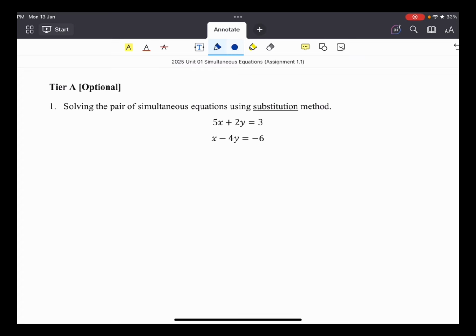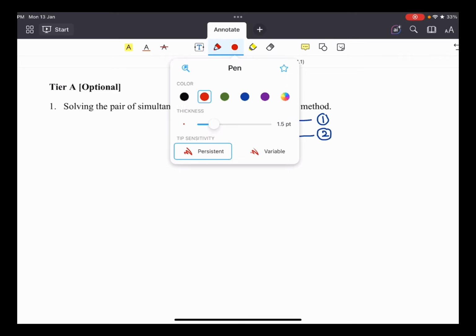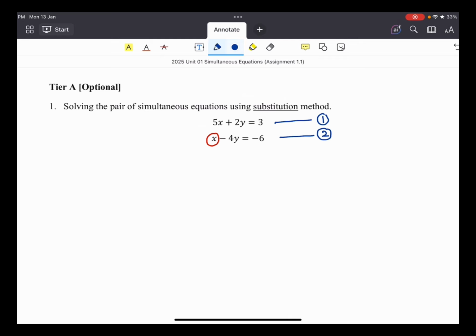We're going to begin by solving this pair of simultaneous equations using the substitution method. So the first thing I'm going to do is call this equation 1 and this equation 2. Because the question wants us to use the substitution method, if I have a term that is independent, meaning the coefficient is equal to 1, it makes our life a lot easier, right? Such as this little x over here. Since it's on its own, I'm going to start from equation 2 and make that x the subject.